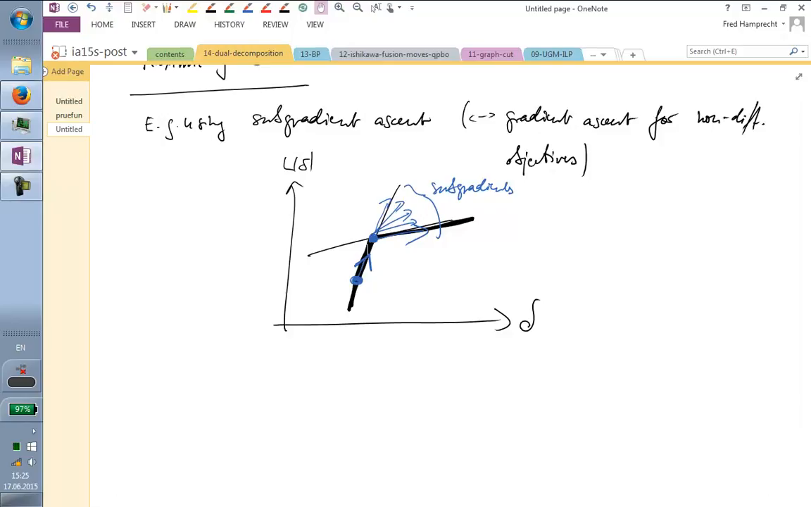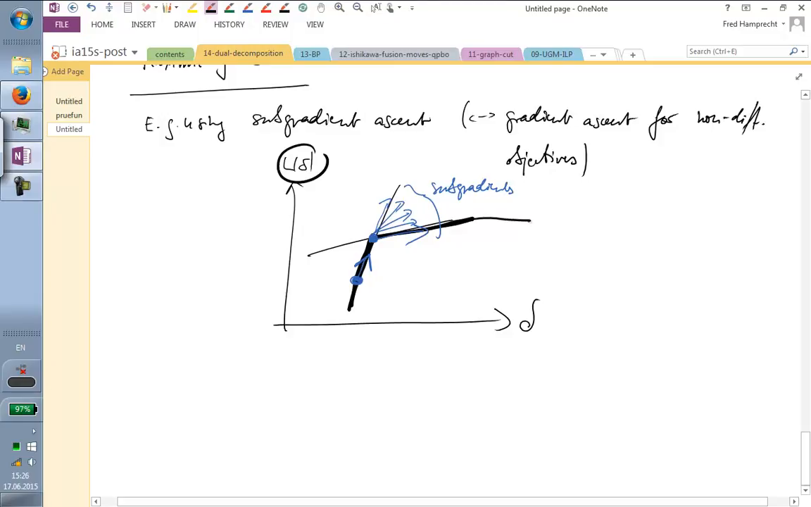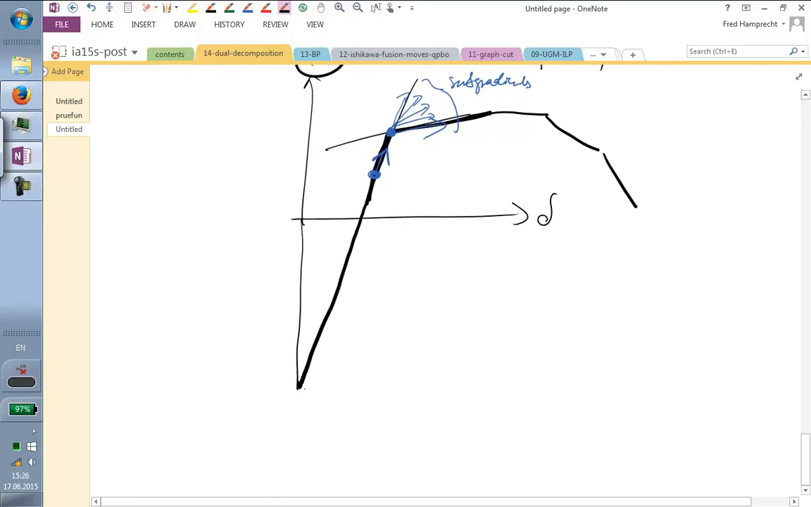We want to walk up the, so the thick black line is this function L of delta, which has its maximum somewhere. And initially, we start with our original parameterization. So initially, before we start moving potentials around, all deltas are 0. So we're at this point. And now we want to walk up this function.